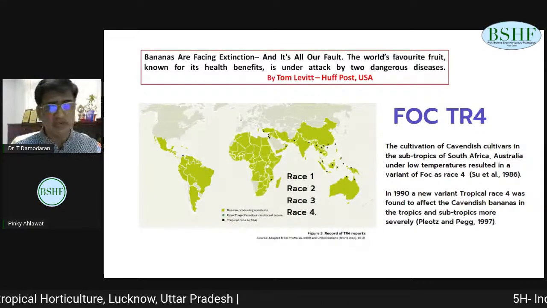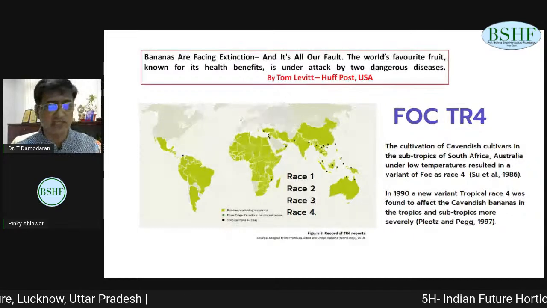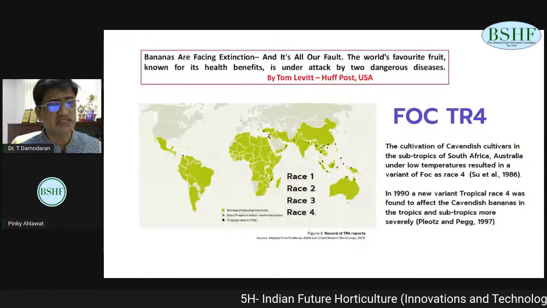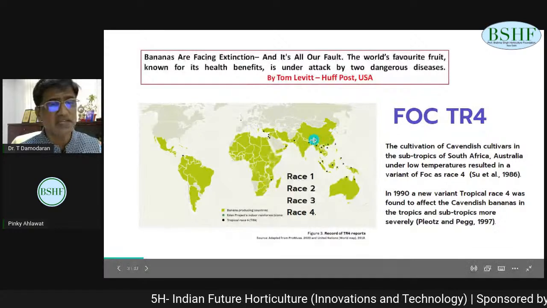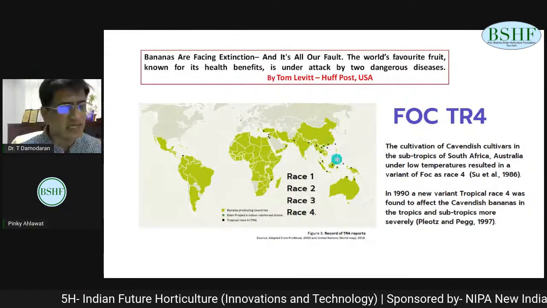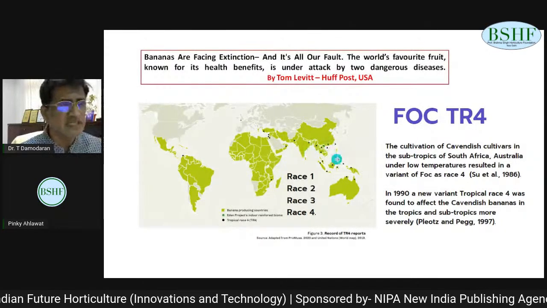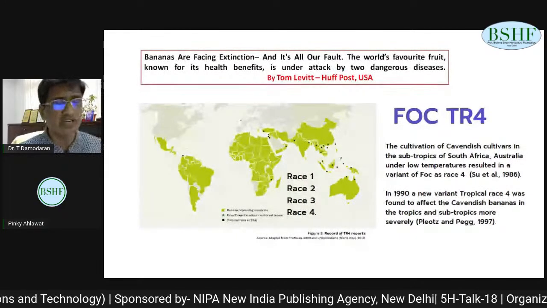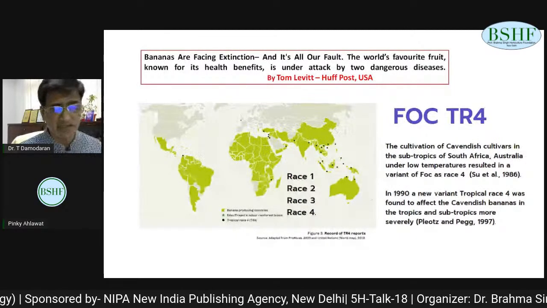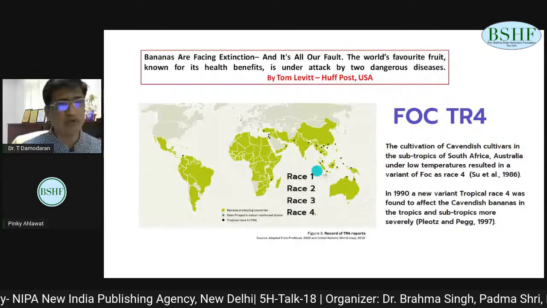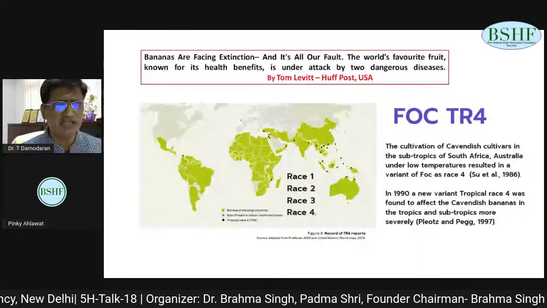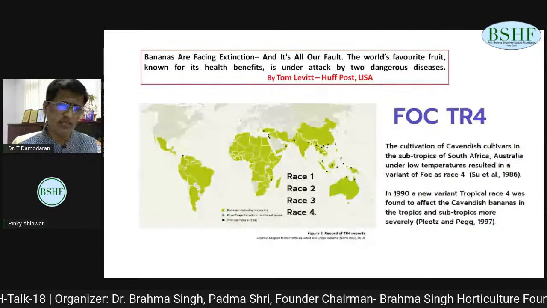Slowly, race 1 perished the Cavendish bananas that have been cultivated in the Australian and South African regions. There, they started witnessing subtropical race 4. The incidence of Fusarium wilt was once again noticed in the so-called tolerant variety of banana, that is your Cavendish group. Then people started working on it, and it was restricted only to the subtropical zone. So they call it STR4, that is subtropical race 4.